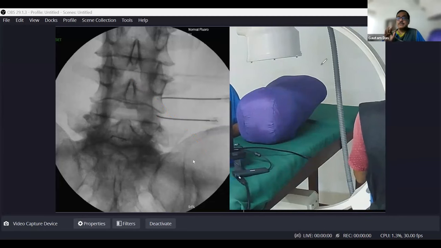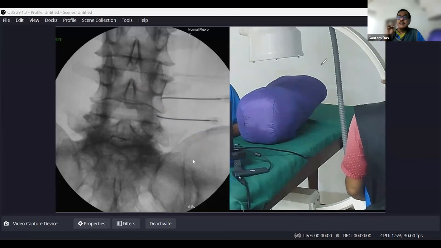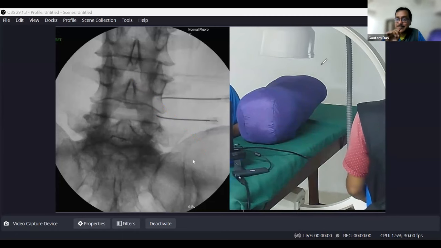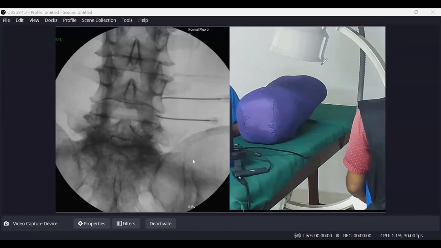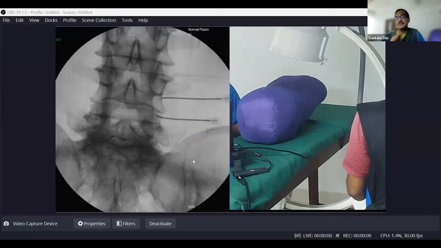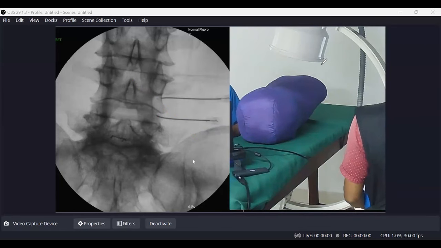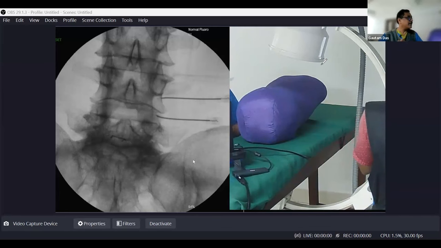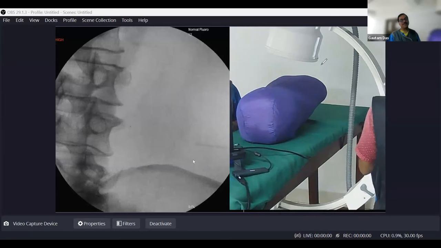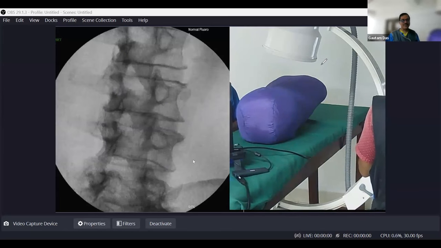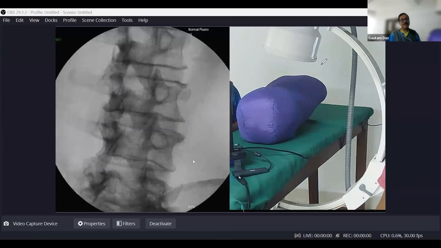So remember, the first steps are the same. First step is? True AP. Yes, true AP. So here is the true AP, with the spinous process equidistant. Next step is end plate parallel wiring. And the next step is oblique. He has already done the oblique, so the same procedure and the same steps are to be repeated.